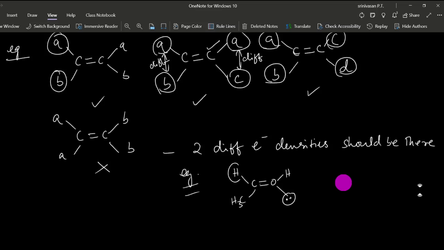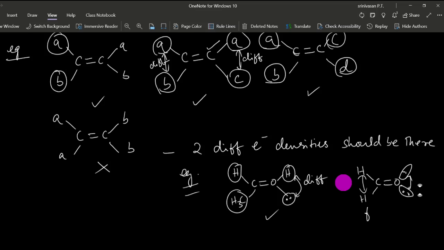Now if you look at it, this and this are different, and this and this are different. That means this compound will show cis-trans isomerism. Whereas if you look at this compound, now these two are the same.